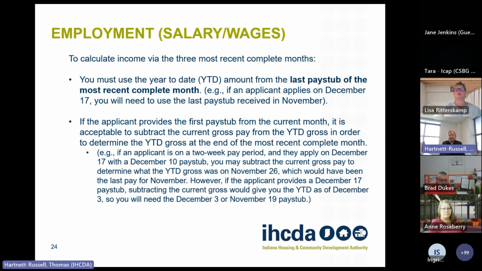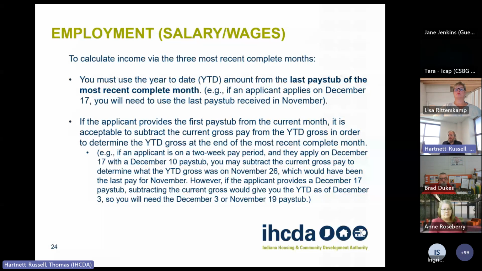So to break that down a bit, suppose an applicant is on a 2-week pay period. They apply on December 17th, and they supply a December 10th pay stub. You know that the pay stub before December 10th would have been November 26th, so that would be the one that you're actually looking for. In this case, you may subtract the current gross pay for the pay period reflected on that December 10th pay stub in order to determine what that year-to-date gross would have been on the November 26th pay stub.